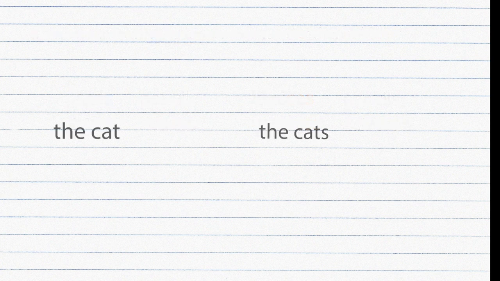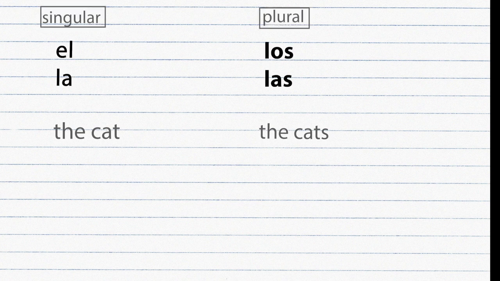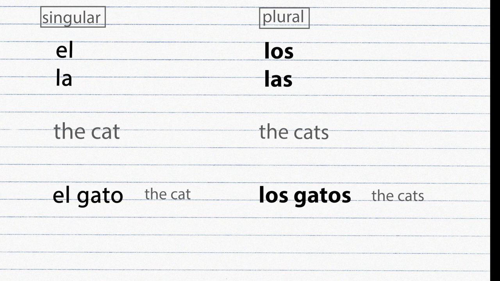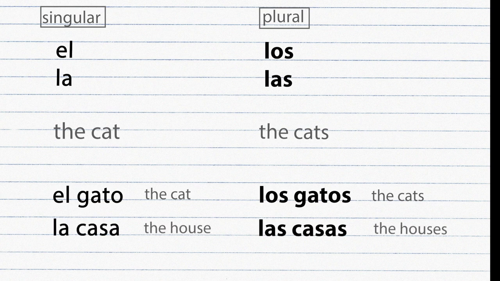In English, we say the cat, the cats. The definite article the is the same for singular and plural nouns. But in Spanish, if the noun is plural, the definite article should also be plural. El becomes los, la becomes las. Example. El gato, los gatos. La casa, las casas.